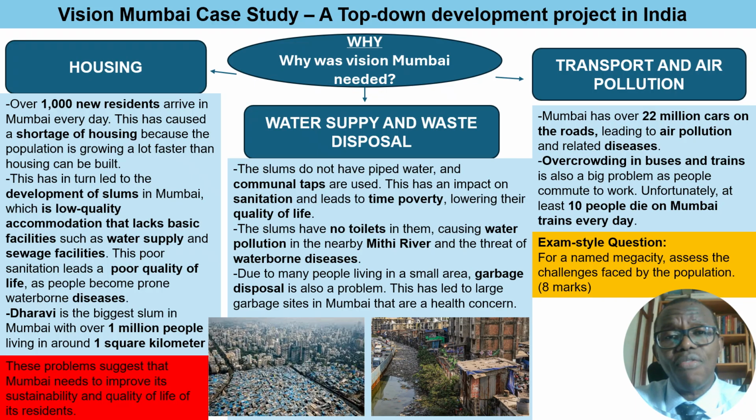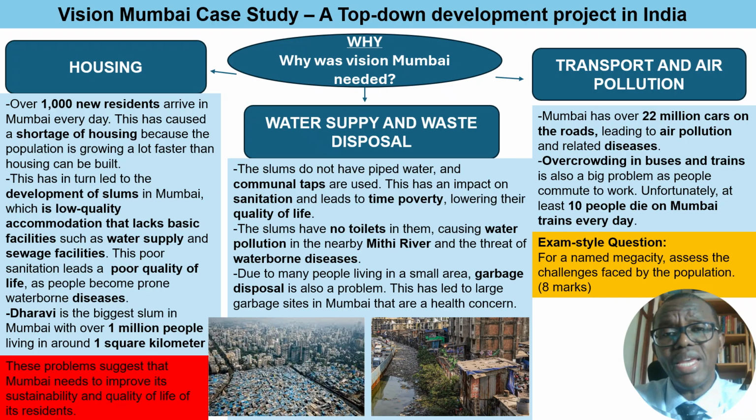Then we also have what I've called here time poverty. Time poverty is where people are spending a lot more time on menial tasks that don't necessarily generate an income. So if they are going to fetch the water, that is taking up their time. And because they don't have running water in the house, they cannot do the menial tasks, the ones that are not income generating, quickly enough. Therefore they don't have sufficient time to do the work that actually matters and can bring them an income. So that lowers their quality of life.